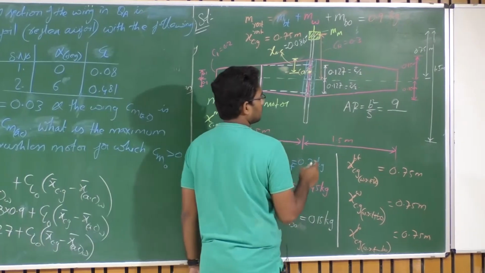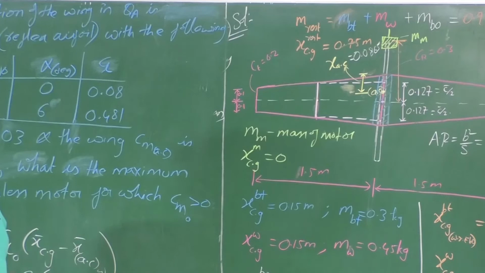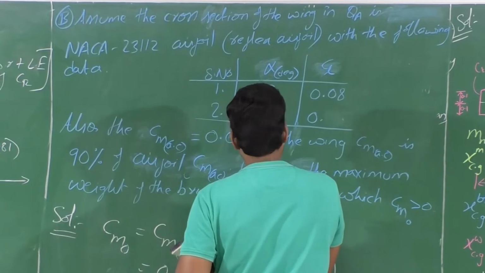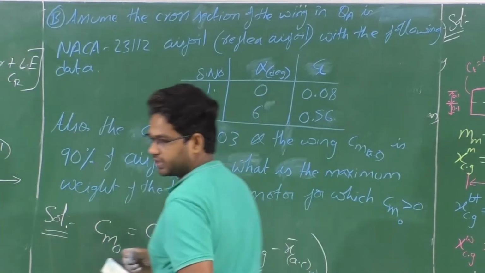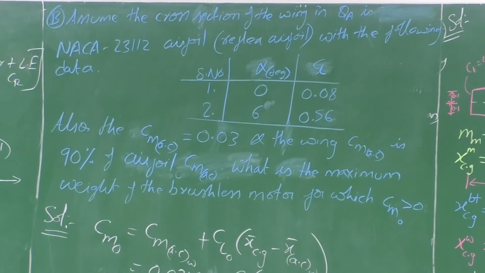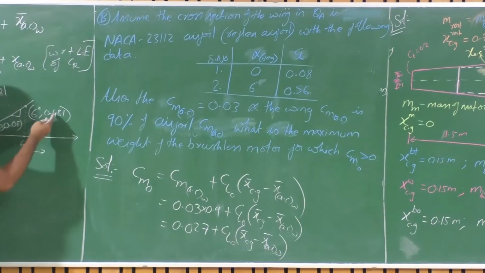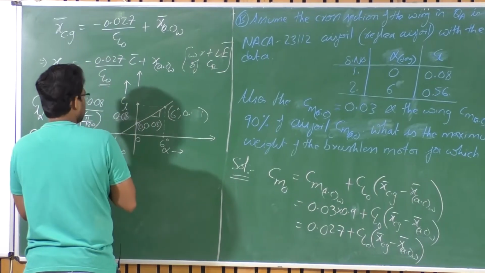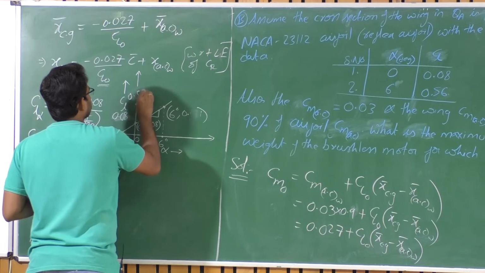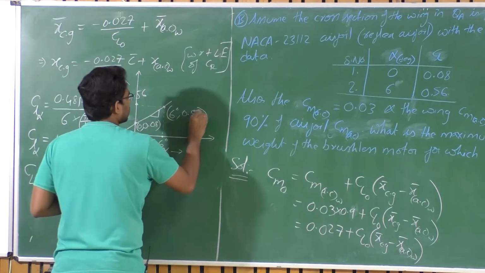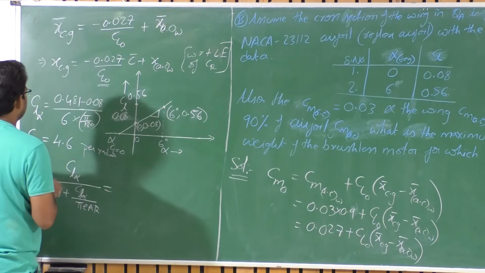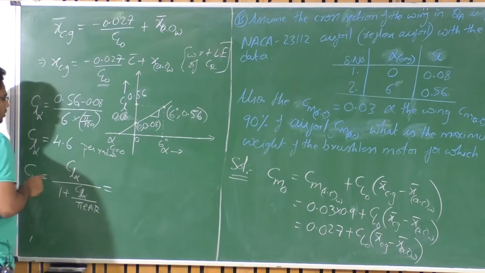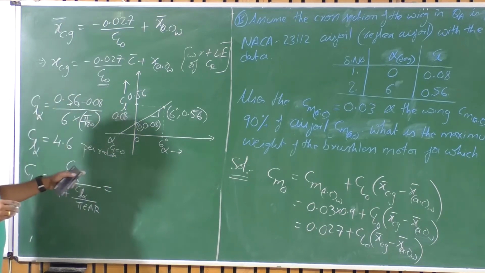Sir, CL alpha not getting 4.6. Yeah, please make a small correction here. This is not 0.4, this is 0.56. So consider this as 0.56. So if I have it at 6 degrees, it is 0.56. So if you substitute that 0.56, what you have is 4.6 per radian here, right?